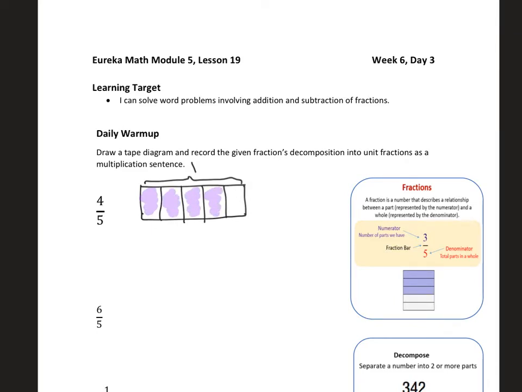Now I am going to label this and decompose it into unit fractions. This is 1/5 plus 1/5 plus 1/5 plus 1/5. Then it says I need to record the decomposition as a multiplication sentence. I can see that I have 1, 2, 3, 4 copies of 1/5. That's all we're doing. If you weren't sure you needed an example, go ahead and pause the video now so you can do the next 2 and then go over them with me to see if you are correct.